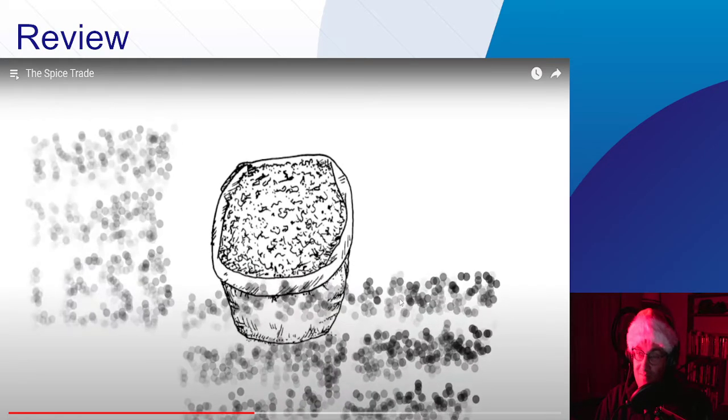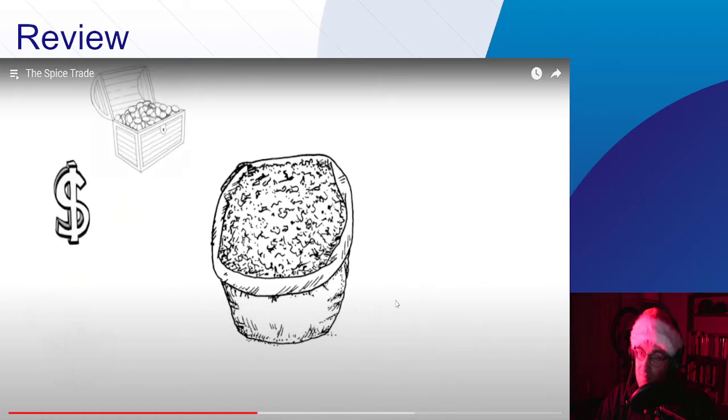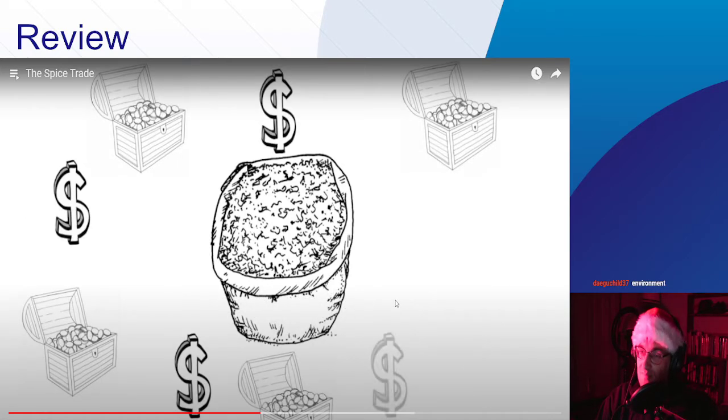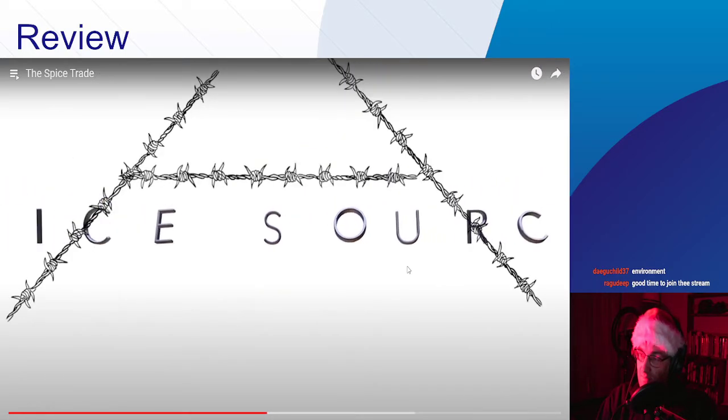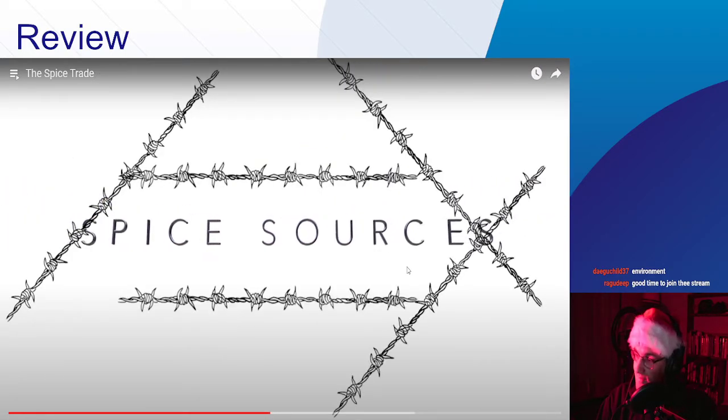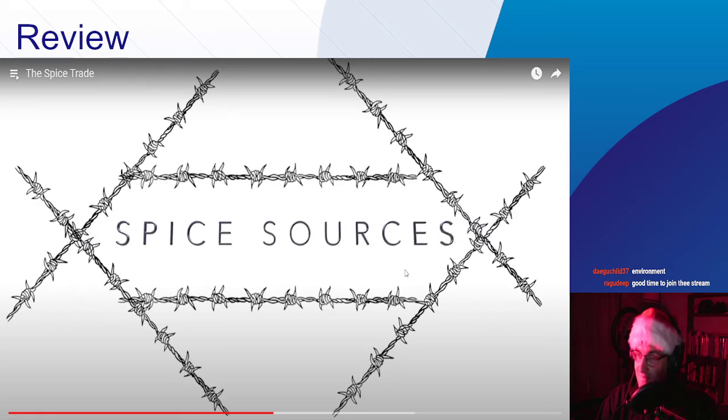Spice was the drug of choice during the Middle Ages. With that much potential for profit, it is easy to understand why the spice sources were so jealously guarded and why those in control of the spice trade wanted to stay in control at any cost.